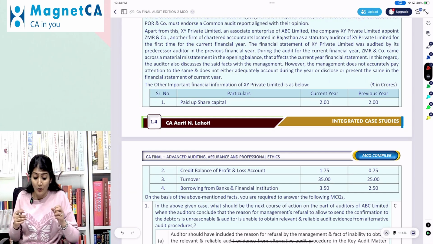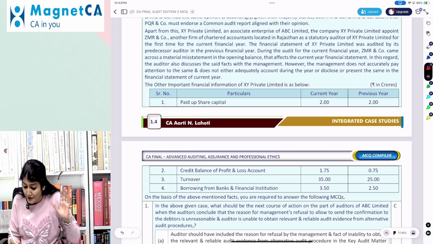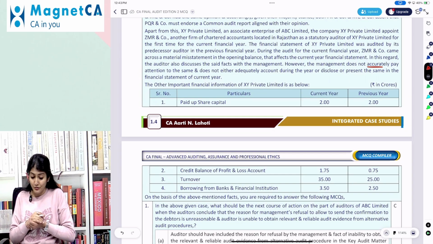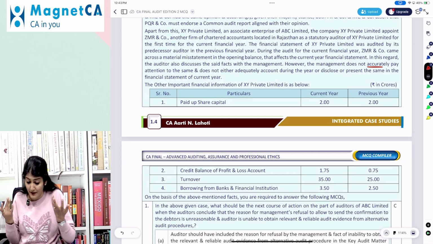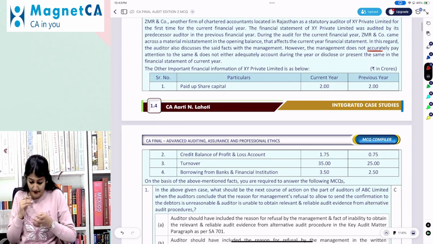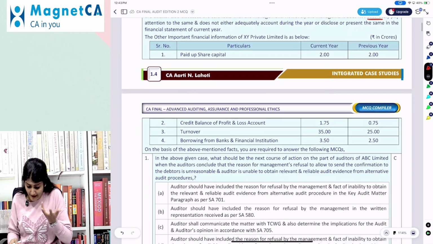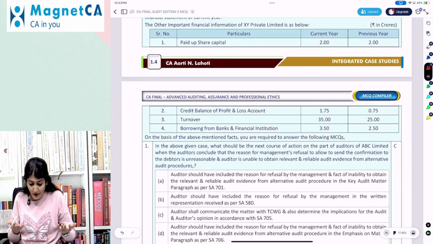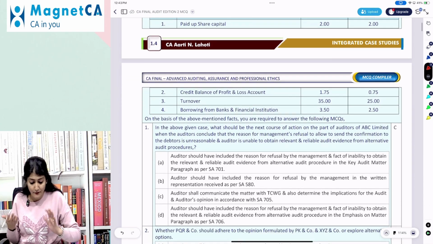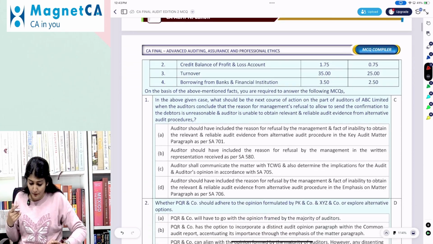In this regard, the auditor also discusses the said facts with the management. However, the management does not pay attention to the same and does not adequately account during the year or disclose or present the same in the financial statement of the current year. The other important financial information of XY Private Limited is as below: paid up capital, credit balance of P&L, turnover, borrowing, for the current year and previous year, rupees in crore.